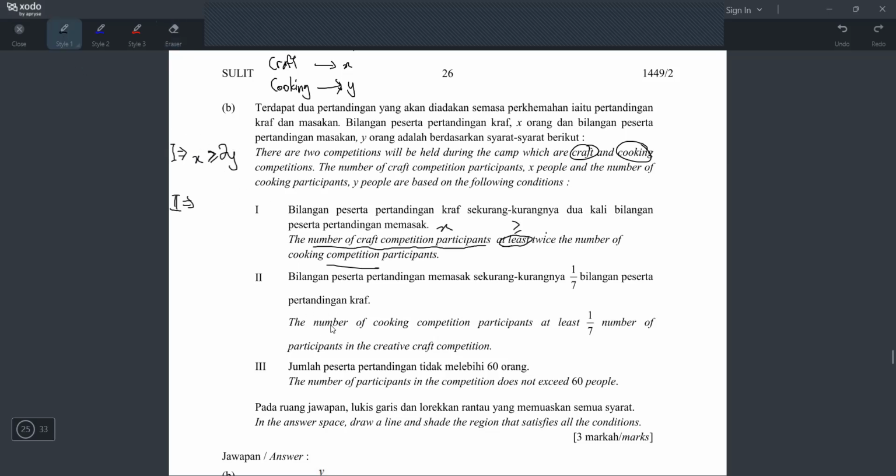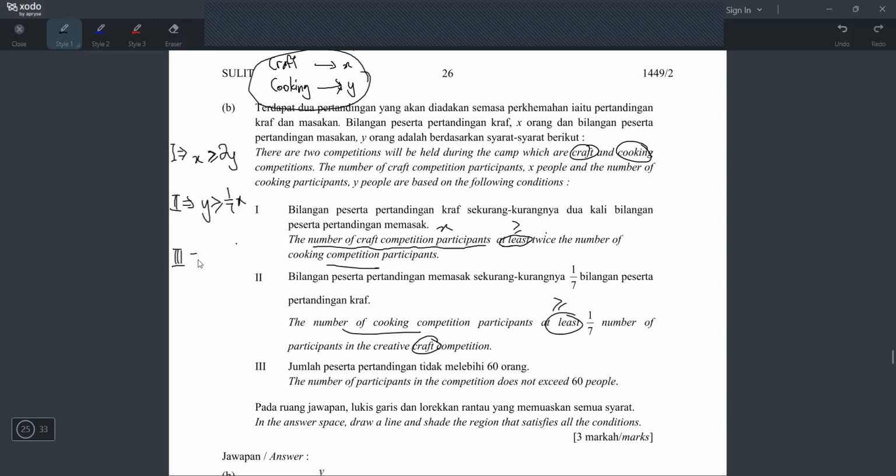Okay, number 2. The number of cooking, which is Y, is at least, what is the symbol? Bigger than or equal to 1/7 of the number of participants in creative craft. So the number of cooking is X or Y? It's Y. At least, so bigger than or equal to, and then 1/7 the number of craft, which is X. What if I write X bigger than or equal to 1/7 Y? Wrong. That's why you have to make sure you know exactly who is X and who is Y, so that you don't mix them up.